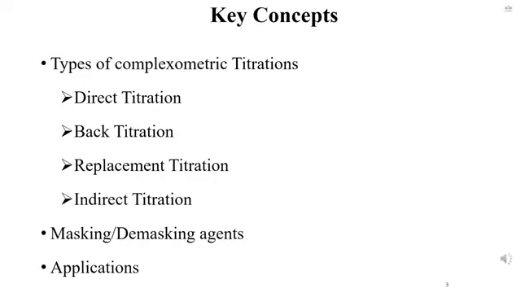The topic of discussion was complexometric titration. In complexometric titration, we discussed the introduction, basic concepts, then principle. Then we discussed types of complexometric titration that involve direct titration, back titration, replacement titration, indirect titration. Then we discussed masking and demasking agents, and then the application of complexometric titrations.